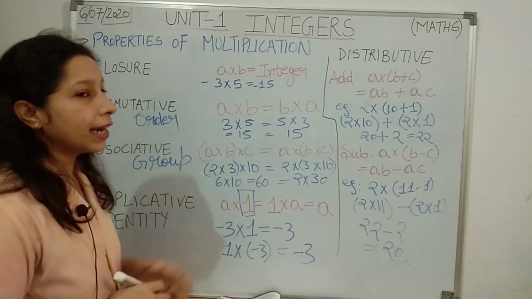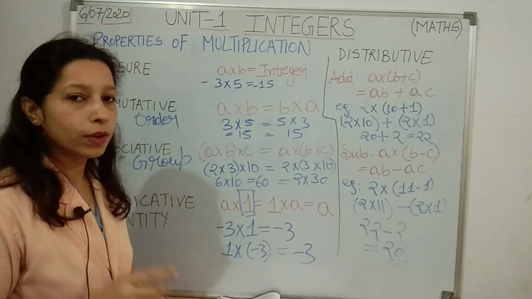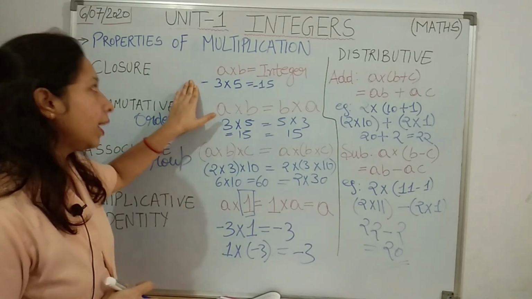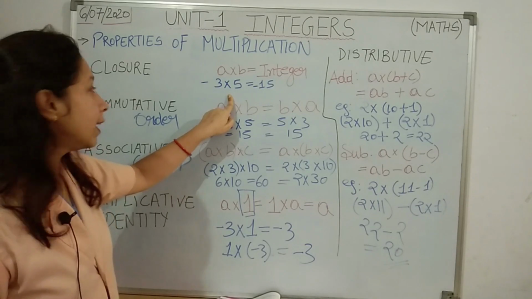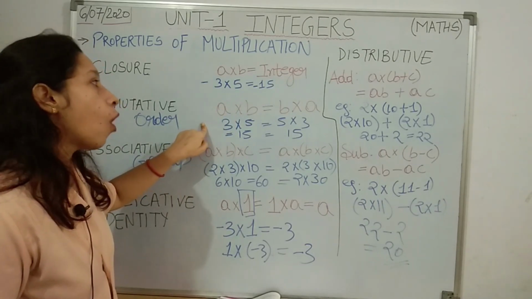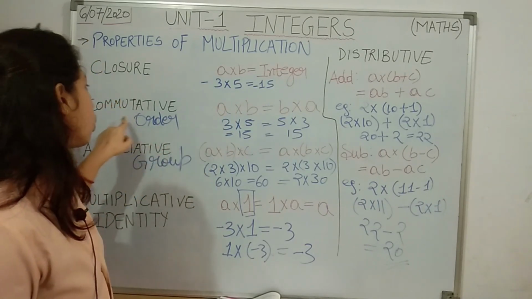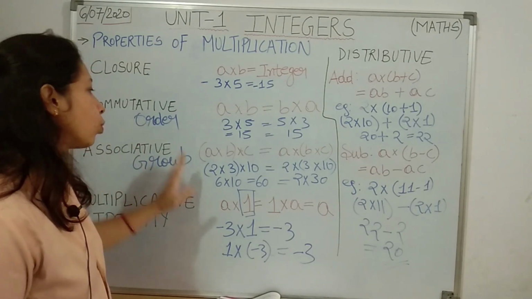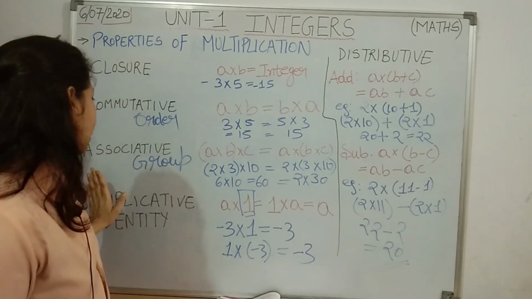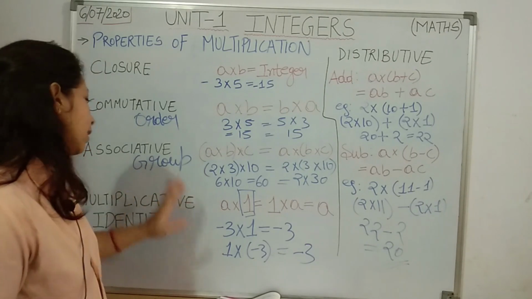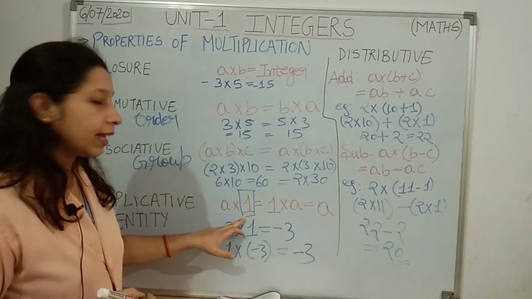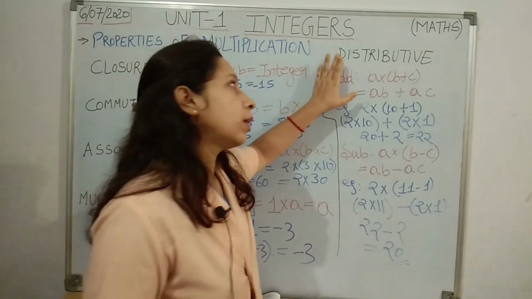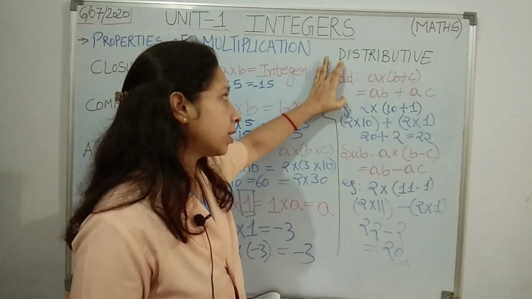These are the properties related to multiplication of integers, students. Once more I am explaining. Closure property: whenever you multiply two integers, the result will again be an integer. You can change the order for multiplication, that comes under commutative property. You can form groups for multiplying, that comes under associative property. Then for multiplicative identity, for any integer, the multiplicative identity is 1. Then the distributivity property of multiplication over addition and subtraction.